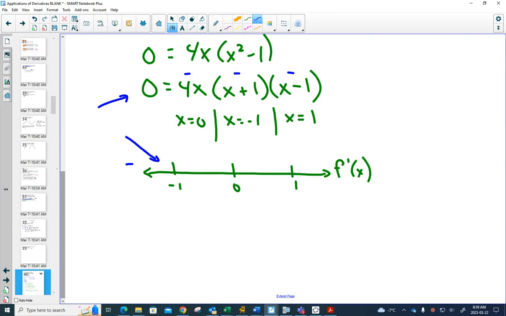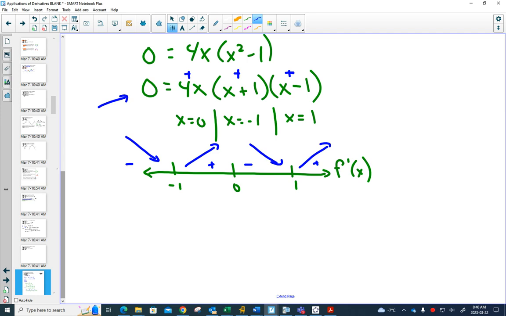In between -1 and 0, like -0.5, this one is now positive, this one's still negative, so that section is positive. Between 0 and 1, like 0.5, this is positive, positive, and this one's still negative. And if you plug in something bigger than 1, all of those will be positive. So we get this shape.